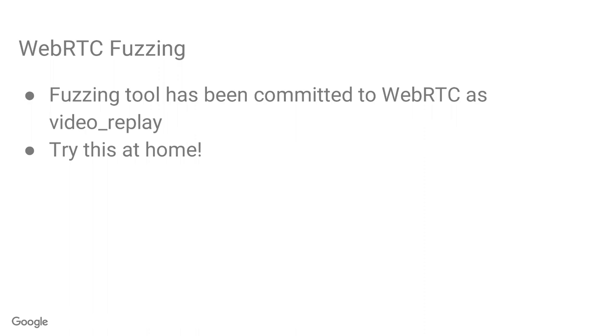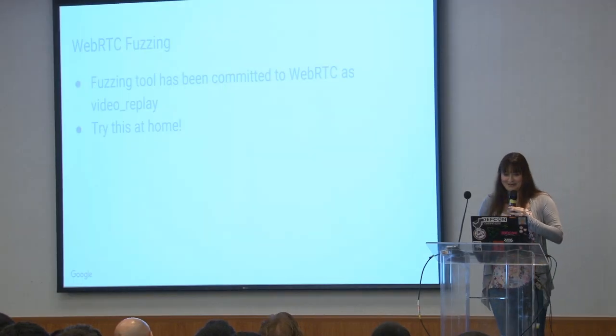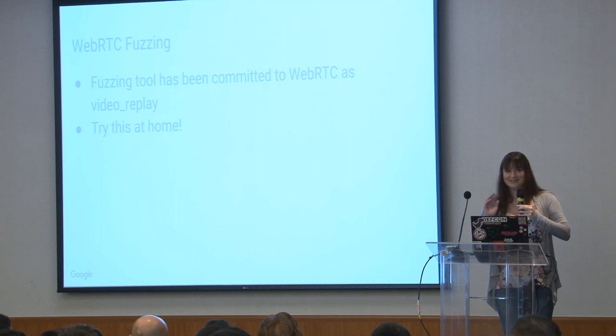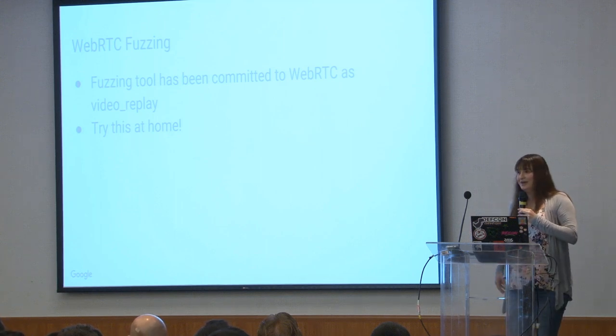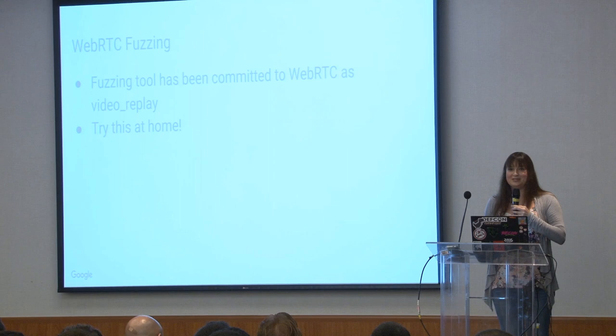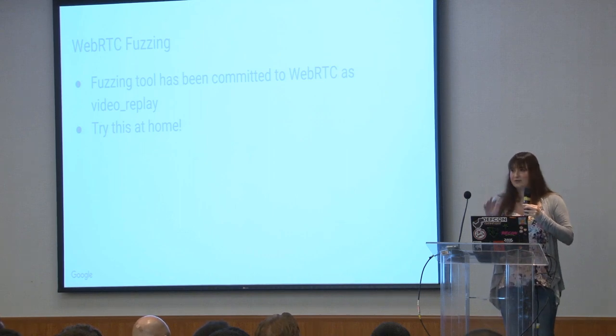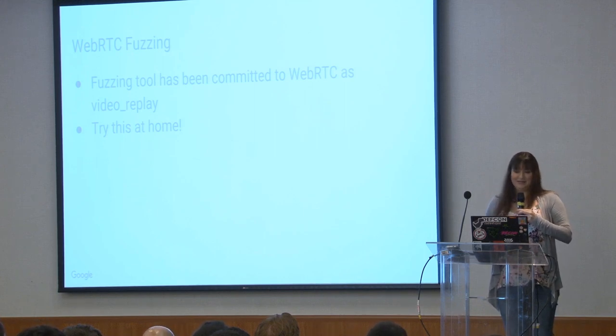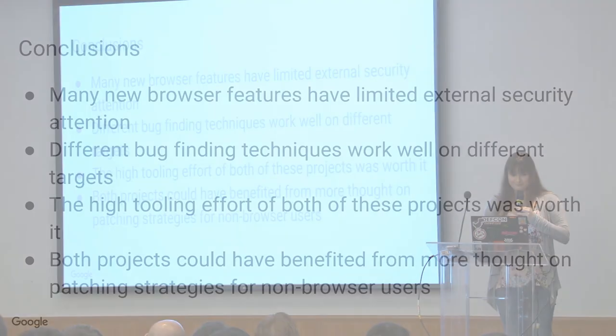So, the WebRTC fuzzing. As I said, this has been committed into WebRTC. Not the version I wrote. They told me my coding style wasn't good enough, and they rewrote it. But it is in there now, and you can use this to fuzz WebRTC. I'd encourage you to try this at home. It's pretty easy. You record a stream in the browser, and then you play it back. And then if you fuzz the recorded stuff, if you just alter it, it'll let you try different WebRTC packets on your browser. And this is an area I think needs a lot more work.